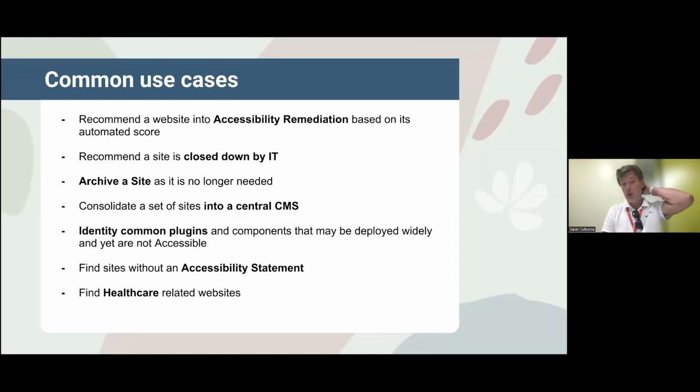So here are some common use cases. They will often recommend a website into accessibility remediation based on an automated accessibility score. So we'll find that many of the institutions we work with will, based on the accessibility score, find, let's say, 50 websites, and they will recommend that they get remediated from an accessibility perspective in order to improve those scores. So if the score is below, let's say, 80%, that might be the threshold that they use to say, we need to improve this website. And that's a really helpful thing.